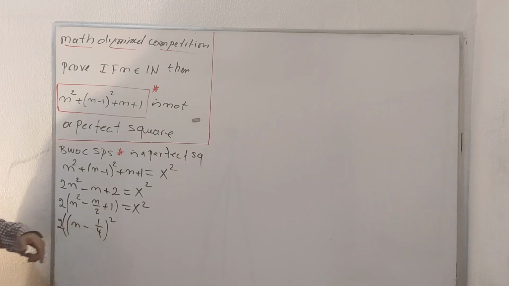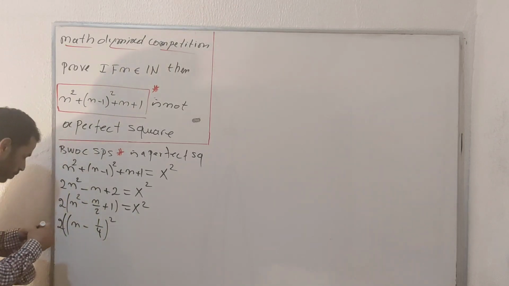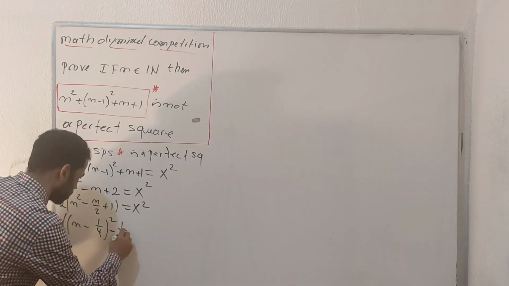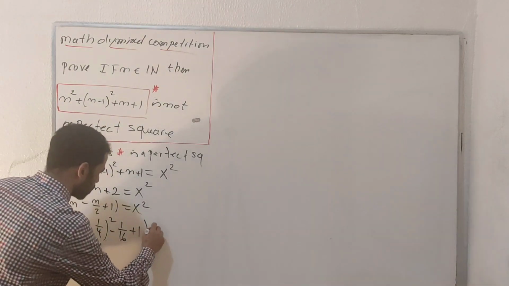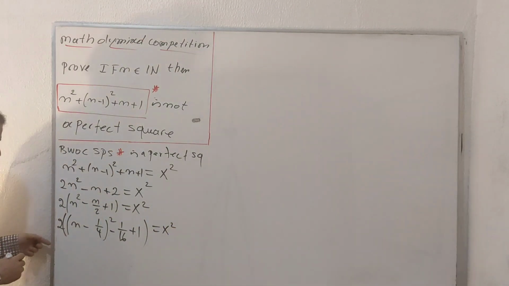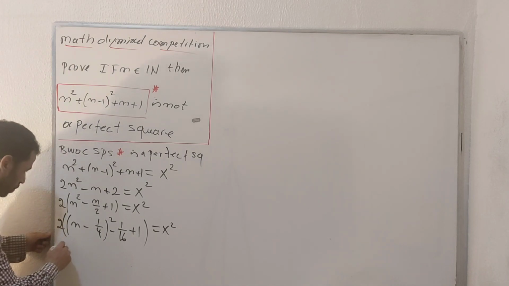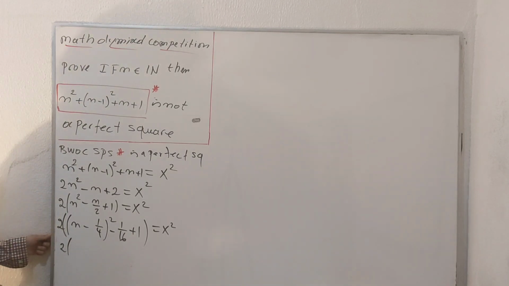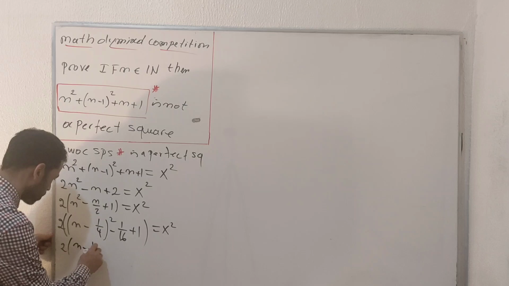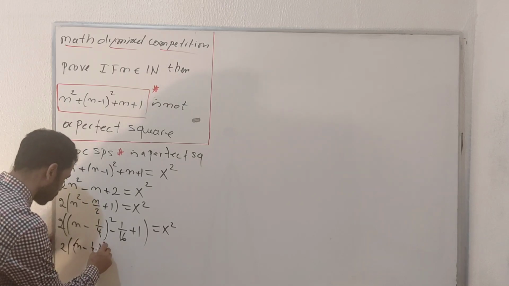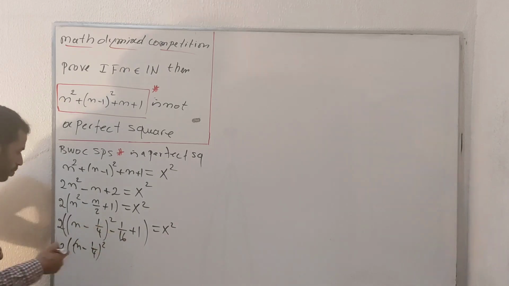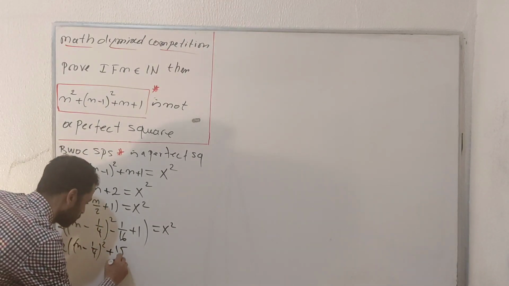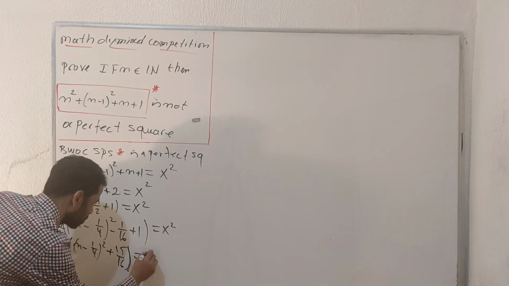We need to subtract this term, minus 1/16, plus this original one, equals x². So now I'm going to simplify this. We'll have (n − 1/4)². This one is giving us 16 minus 1, which is plus 15/16, equals x².